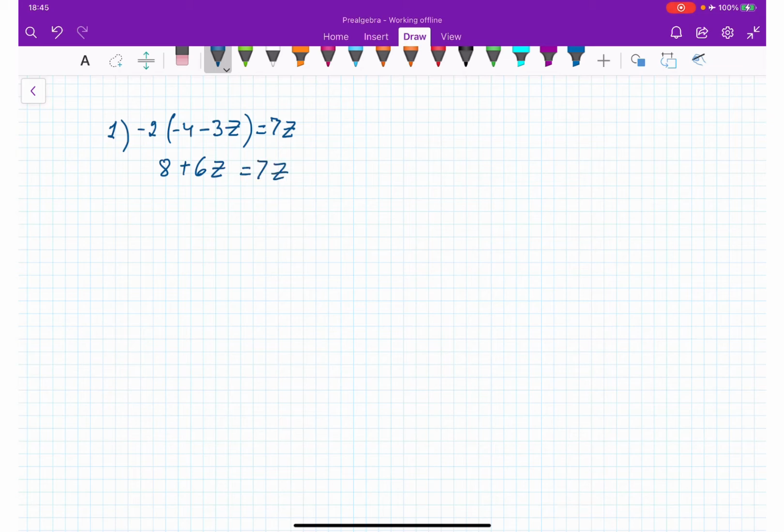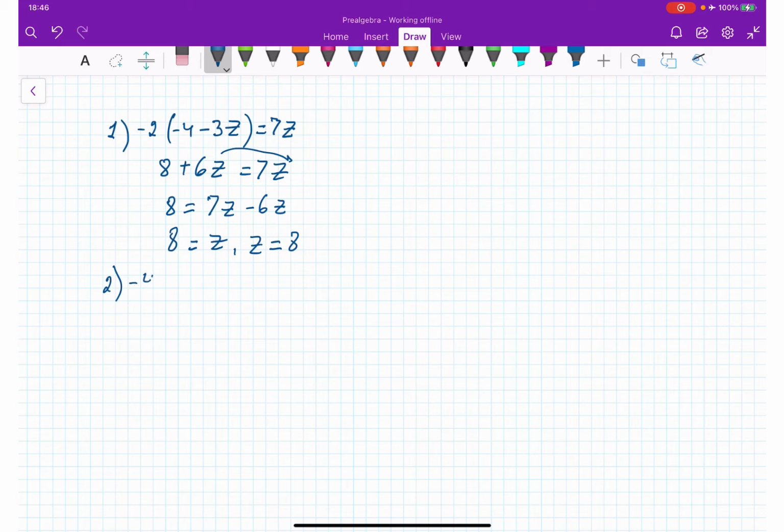Next, I'm going to combine z together. Moving here, it will be 8 is equal to 7z minus 6z, right? And 8 is equal to 1z. Or I'll write down z is equal to 8. This is more proper.